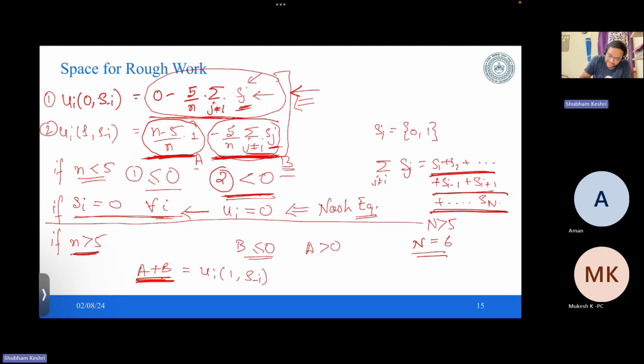Before that, what is happening to this term? Number 1, it can always be less than or equal to 0. This is fixed. Now, if this term, B can take value 0, but A can take value greater than or equal to 0. So term 2 can be positive. Term B can be 0 when all the S_j's are 0.